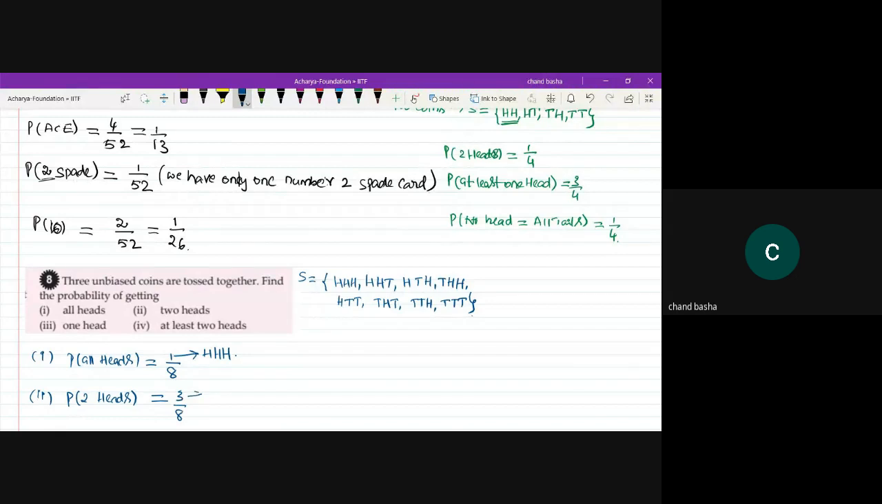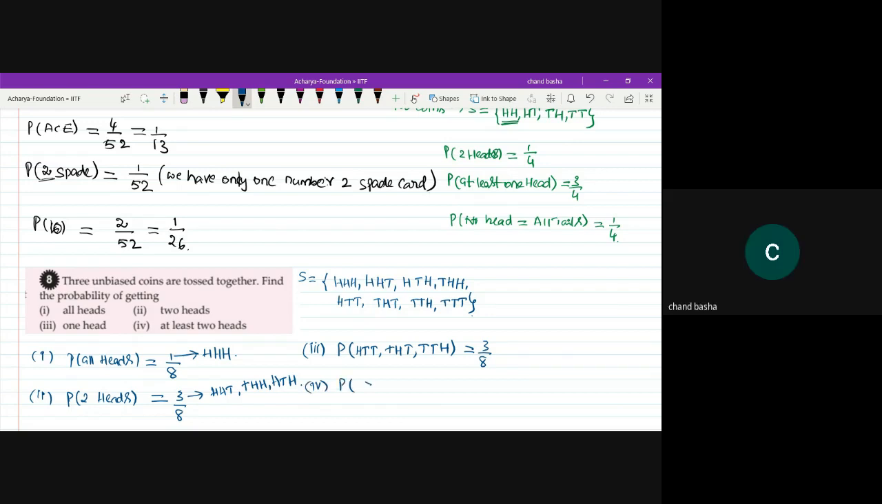Vikram, just identify where you have made the mistake. Two heads: HHT, THH, HTH. And the third point, probability of one head, also 3 by 8. Yes, 3 by 8 only. One head: HTT, THT, TTH. 3 divided by 8.